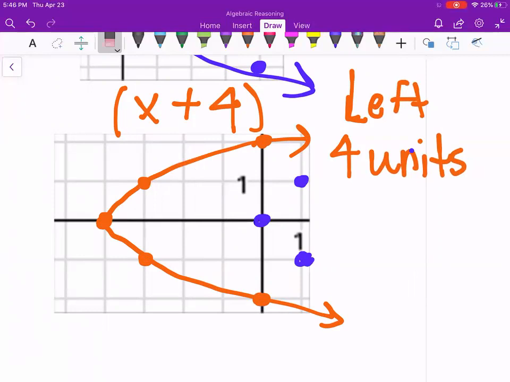All right, guys, so I hope you enjoyed learning a little bit about what inside the parentheses means for your transformations and how we're moving left and right.